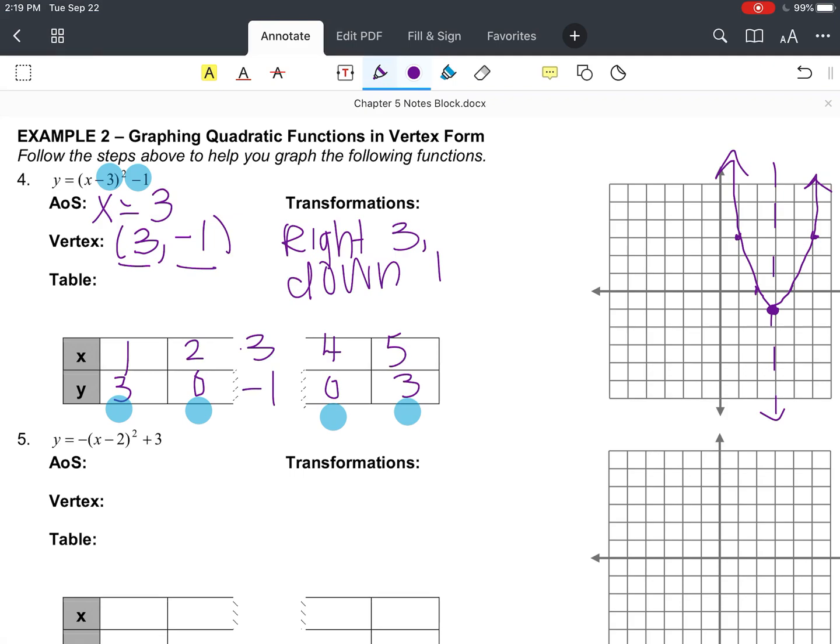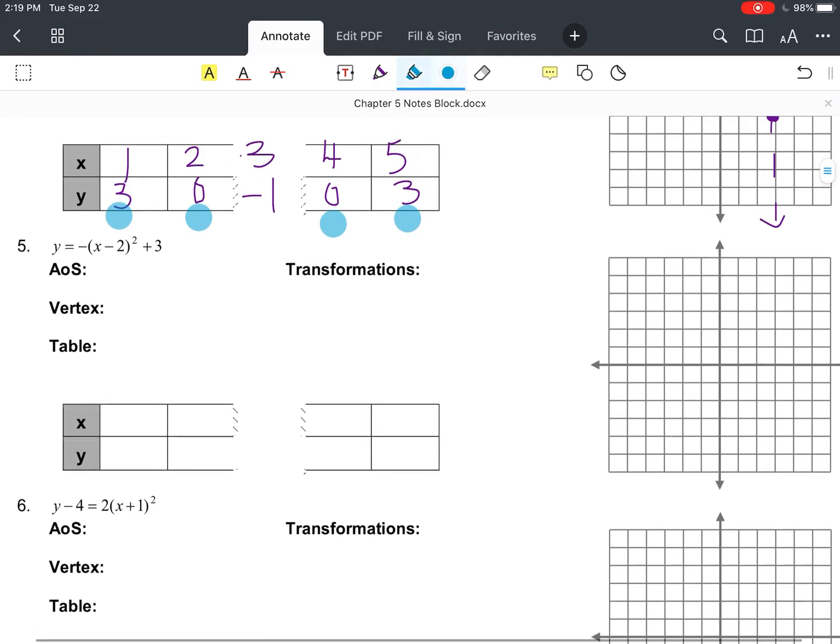Okay, so pause the video and try number 5 on your own. Where is your h? Where is your k? That's going to be your vertex. Can you make a table from those points? For number 5, notice I do have a negative out in front of the parentheses. How is that going to change the way my graph looks? What kind of transformation is that? So pause the video, try this one on your own, and then check your work against the key.